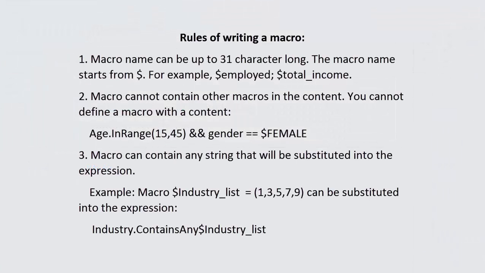Rules of writing a macro. Macro name can be up to 31 characters long. The macro name starts with a $ sign. For example, $employed or $total_income. Macro cannot contain other macros in the content.